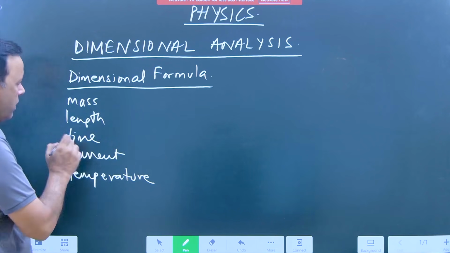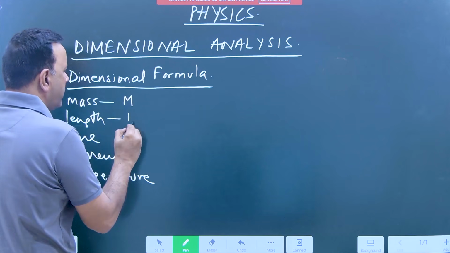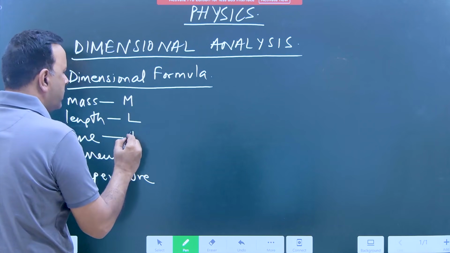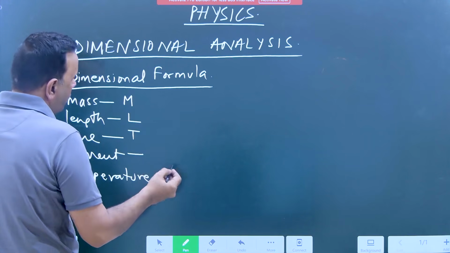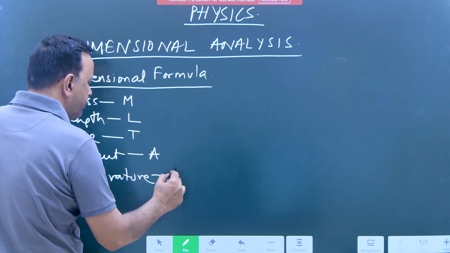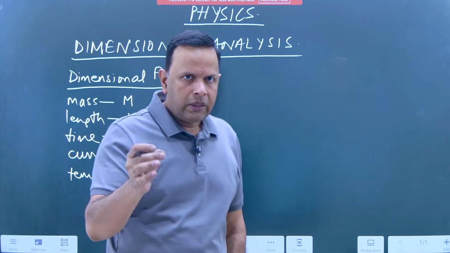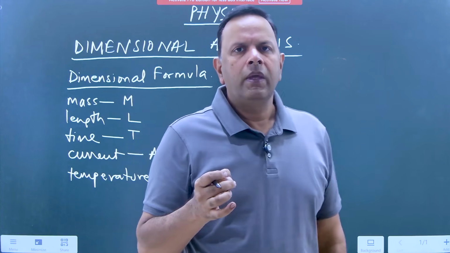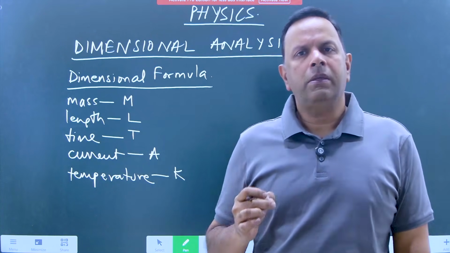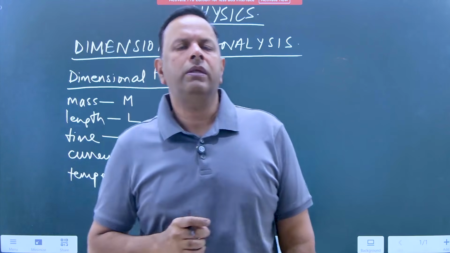For mass, the symbol will be capital M. For length, the symbol will be L. For time, the symbol is T. For current, let us say the symbol is A. And for temperature, let us say the symbol is K. So these are the standard accepted symbols for these fundamental physical quantities.